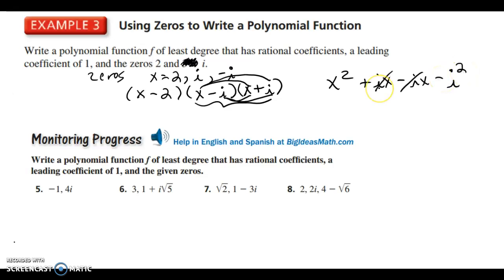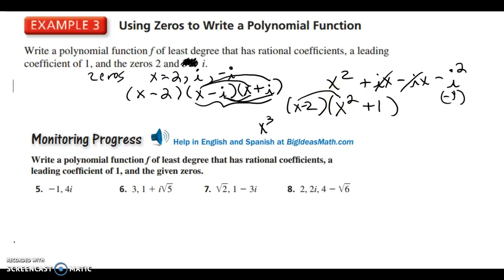Again, notice the inners and outers cancel. In fact, if you don't want to show them, that's fine. i squared is the same as negative 1, so I'll have minus negative 1, which will actually turn into a positive 1. Carry over the x minus 2, and now FOIL.